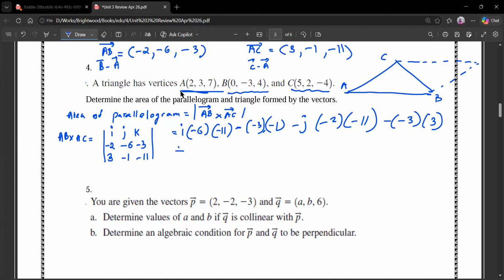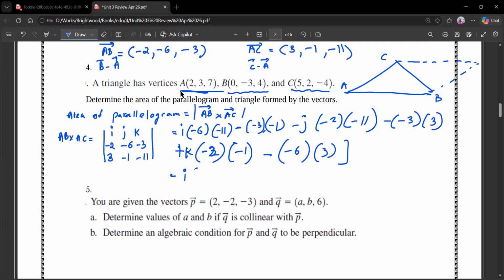Next, with K, negative into negative becomes positive, positive, negative, like that it goes on. With K, cancelling these two, negative 2 and negative 1, minus the remaining one, negative 6 and 3. Now simplify it and you can take the values of I, J, K.